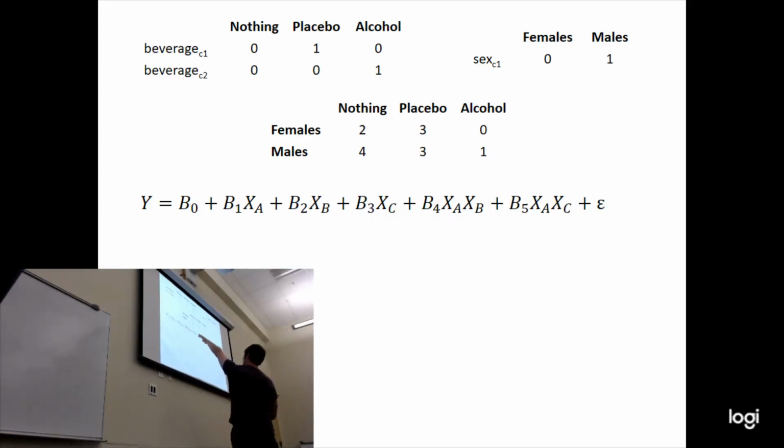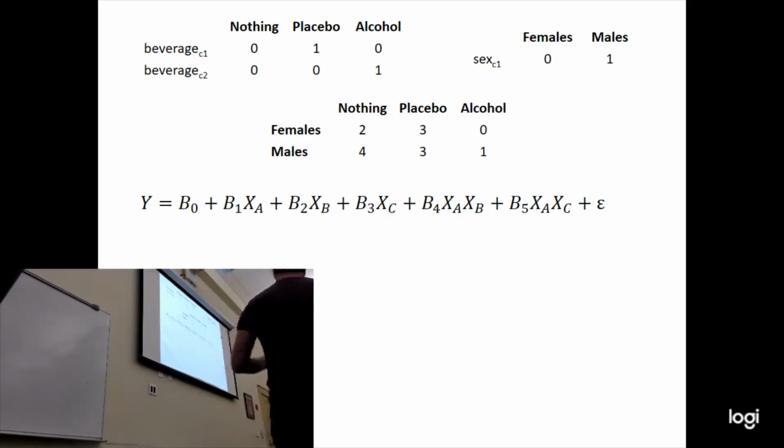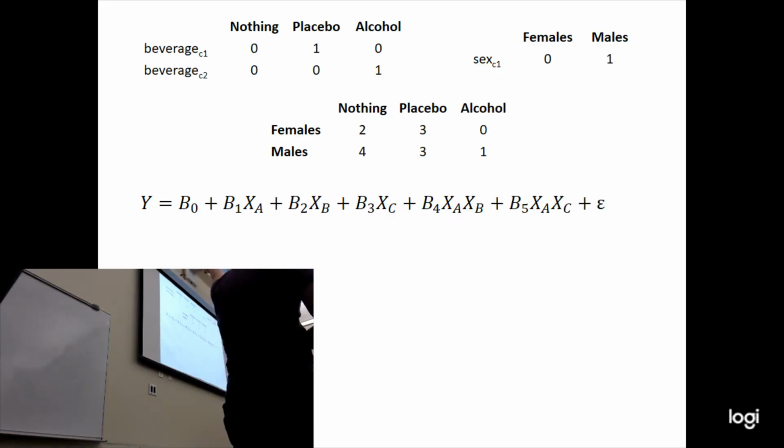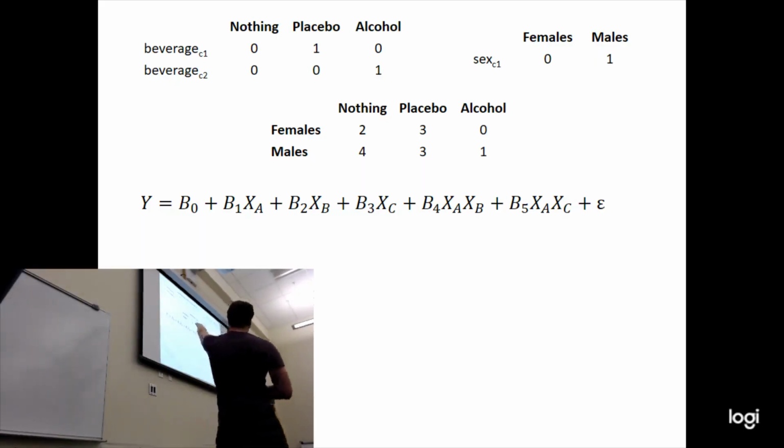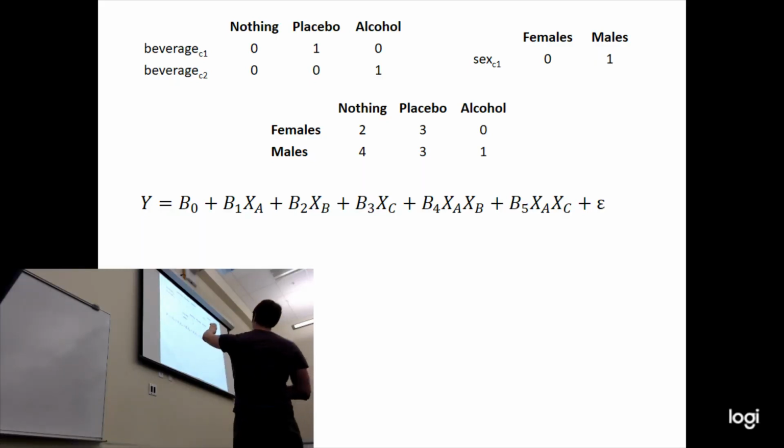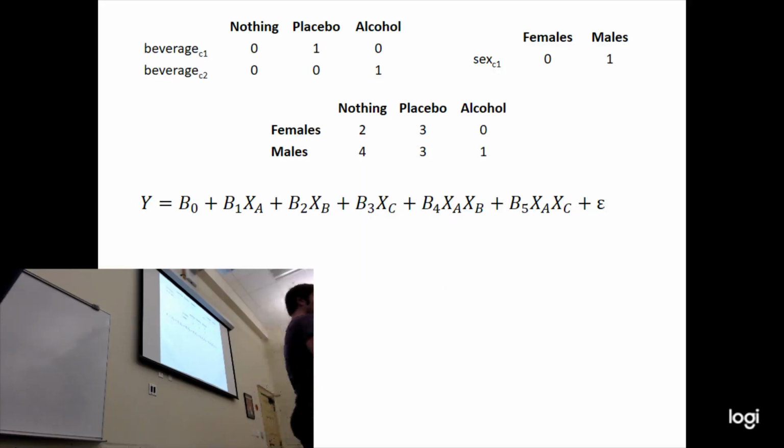So let's move to the next variable. I'm going to be replacing x sub a with the C1 contrast for beverage. So it's that top row for beverage condition. So that's what's going to go in there. And I will also fill in x sub b with C2, x sub c with the contrast for sex. What would you expect the coefficient for C1 for beverage to be?